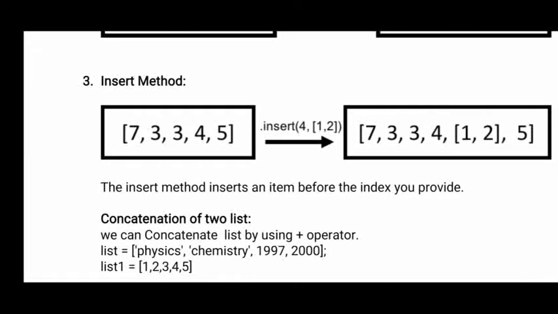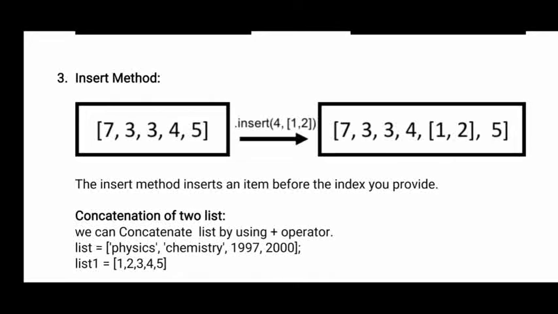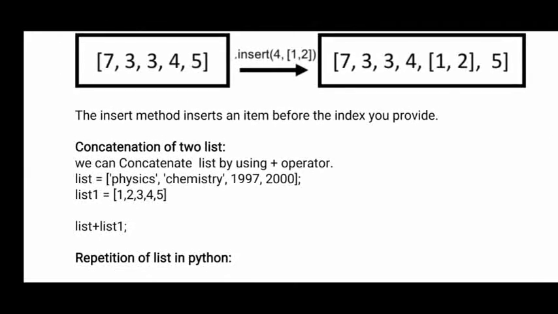Next, the insert method. Wherever you want to insert elements, you can insert, but where you want to insert, that index number you should give. See in this example, insert 4 comma 1 comma 2 I have given. So at the fourth index number, what I want to insert is 1 comma 2. Here you can see the output, 1 comma 2 is inserted at index number 4.